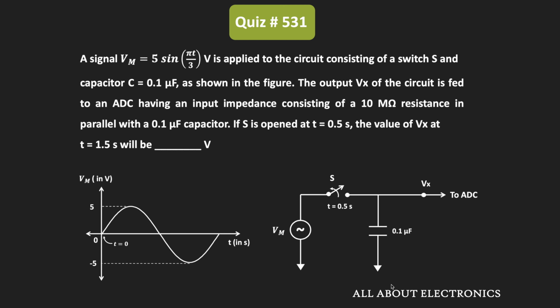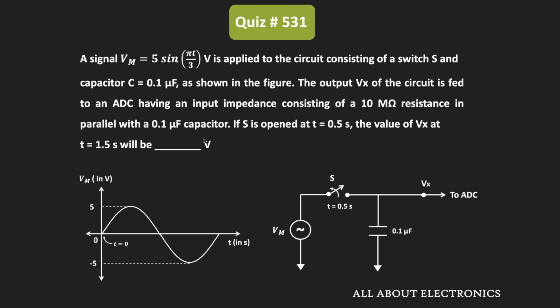So in this question, we have been given this circuit and as you can see, it consists of the switch and the capacitor. Here, a sinusoidal signal is applied to the given circuit, and the output of this circuit is given to the ADC. For this ADC, the input impedance consists of a 10 megohm resistor in parallel with a 0.1 microfarad capacitor.